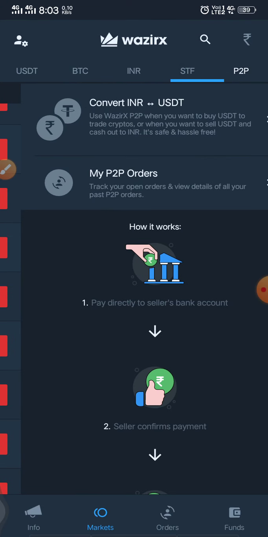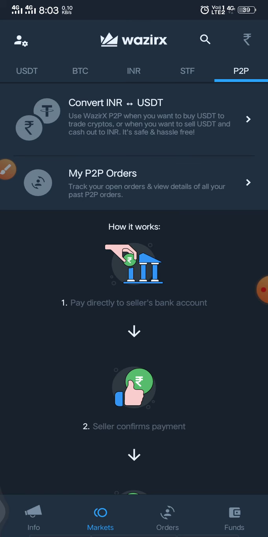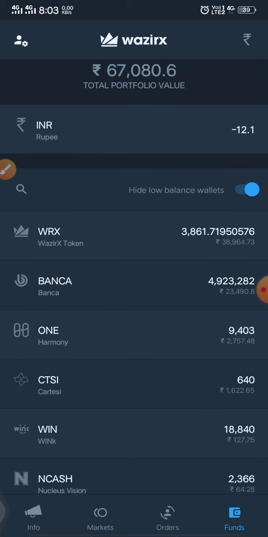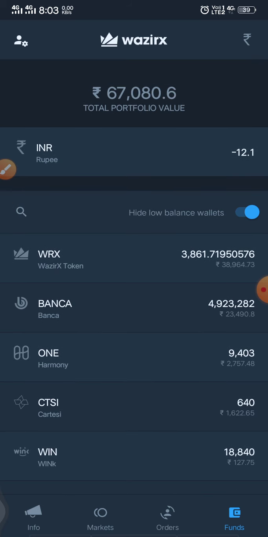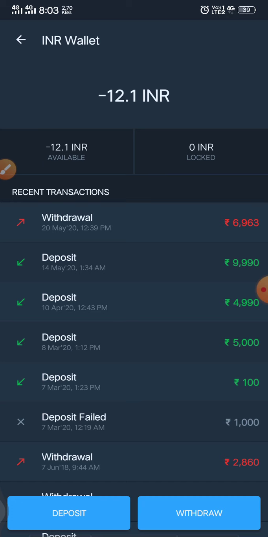So let's move on to how to deposit money into a WazirX account and how we can withdraw from there. Okay, so in the funds section you can see my funds, 67,000, available. If you want to deposit your money, you can see the first option available, INR rupees. Click on that and in the down line two options are available: deposit and withdraw. You can see my deposits and withdrawals with the dates.